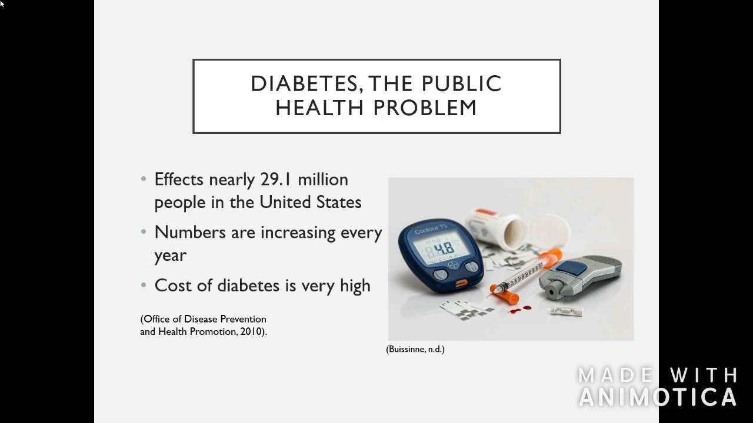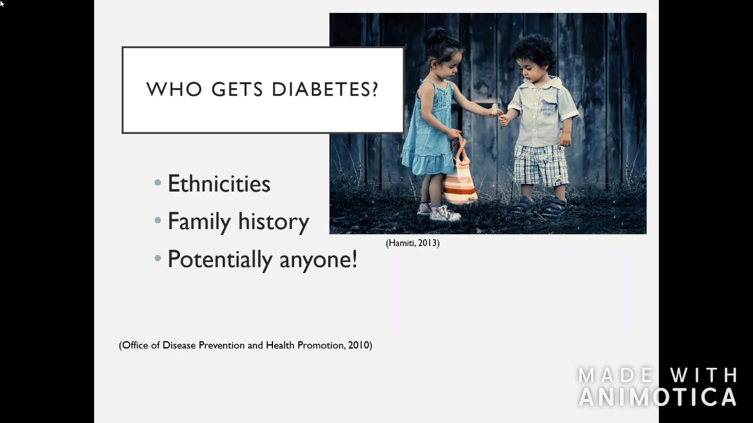You may have been invited to participate in watching this video because you have a potential risk for developing diabetes, but who exactly is at a higher risk than others? Those at a higher risk of developing diabetes include African Americans, Hispanics, American Indians, Native Hawaiians, and Asian Americans.